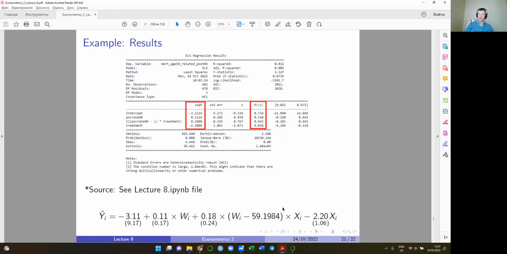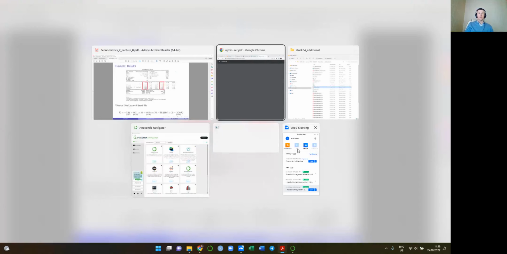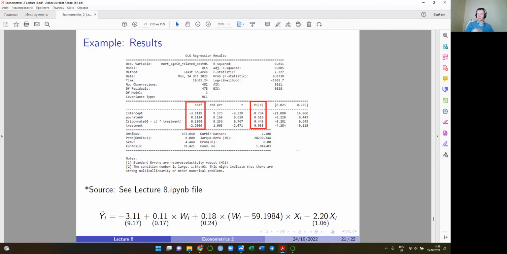Which means for us that participation in this program reduced the mortality rate by 2.2. Frankly, I don't remember what was the initial, so just to compare whether it's economically significant or not. Probably yes. You will discuss this during the exercise session, I guess, because we are running out of time.